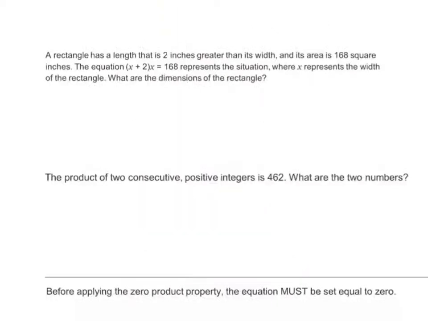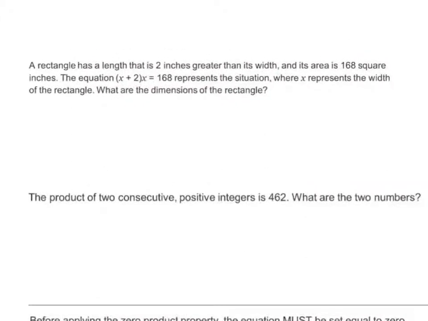On this one, what we have is this. It says that a rectangle has a length that is 2 inches greater than its width, and its area is 168 square inches. The equation x times x plus 2 equals 168 represents this situation, where x represents the width of the rectangle. So we want to know what are the dimensions.